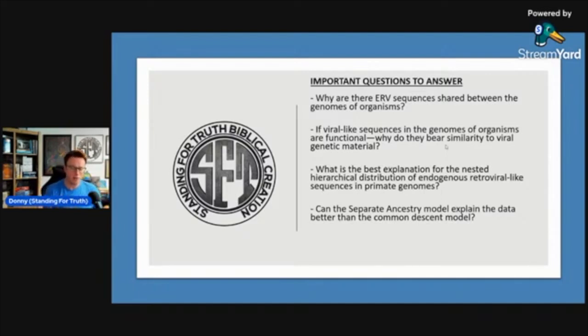Now, what that means, for anybody who isn't familiar with a nested hierarchy, is that the ERV elements fall into a nested hierarchical distribution, where more ERV-like sequences are found in similar locations between a human and a chimpanzee. Okay, these are groups-within-groups patterns. And with fewer ERV-like sequences shared between what is assumed to be a more distant relative by the evolutionary community. Of course, we don't believe we're apes. We don't believe we're related to apes.